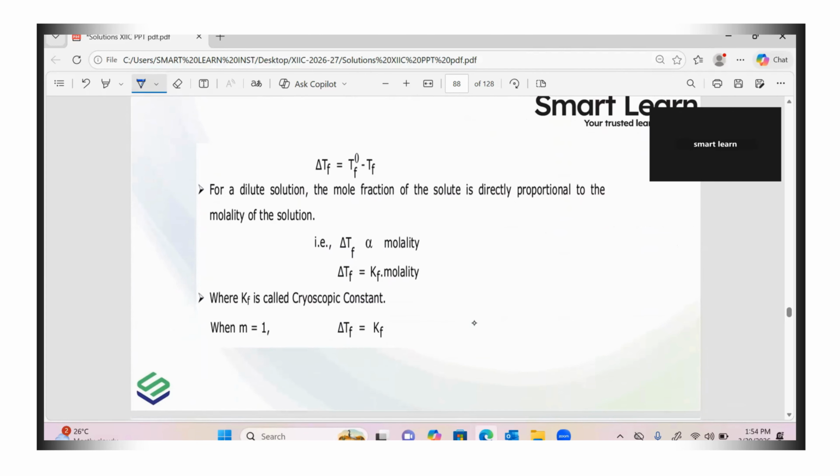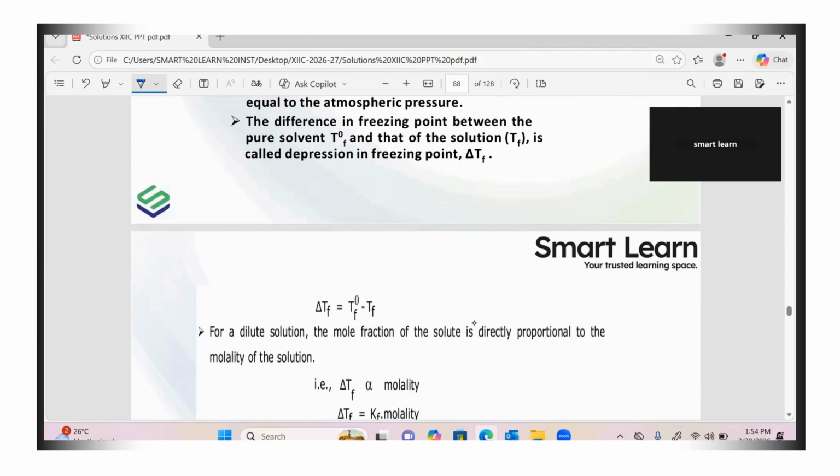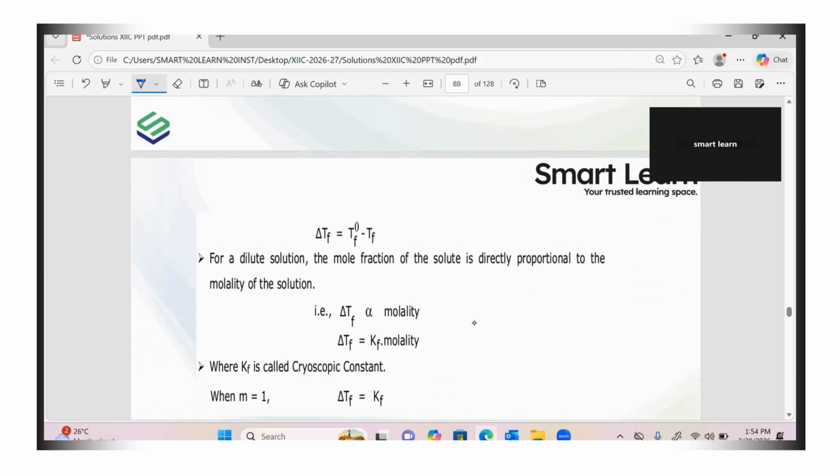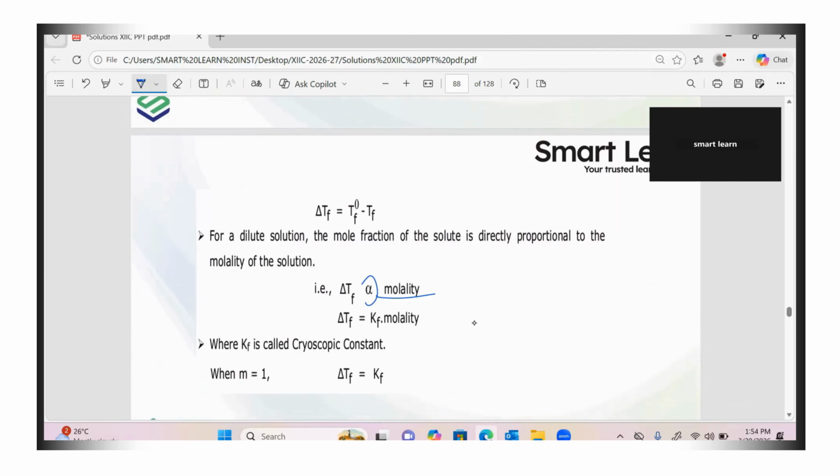So here it is also directly proportional to molality. The relative lowering of vapor pressure depends upon the mole fraction. Elevation in boiling point depends on molality, and the depression in freezing point also depends on molality. We know that delta Tf is directly proportional to molality. So changing the proportionality constant, we are adding Kf here. Kf is known as cryoscopic constant.